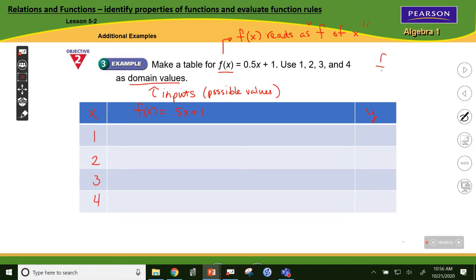And the reality is this. The function of x, f of x, is equal to the y value. So when you plug in your x, you get your y. It's input, output. So we'll do the first one together.